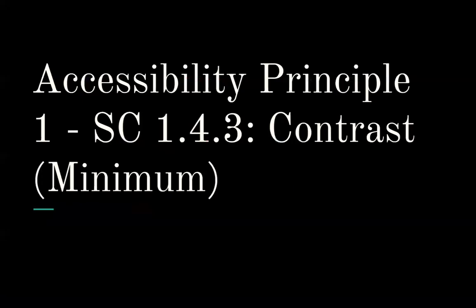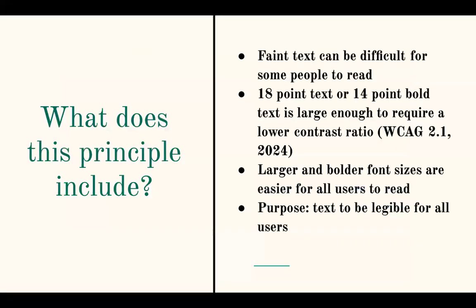Accessibility Principle 1. SC 1.4.3, Contrast Minimum. What does this principle include? Faint text can be difficult for some people to read. The Web Content Accessibility Guidelines, WCAG 2.1, states that 18-point text or 14-point bold text is large enough to require a lower contrast ratio. Larger and bolder font sizes are easier for all users to read. The purpose of this principle is for text to be more legible for all users.